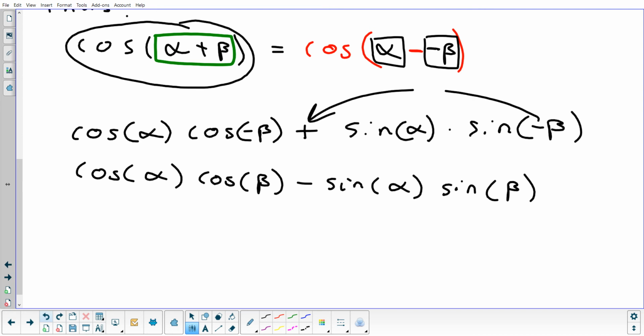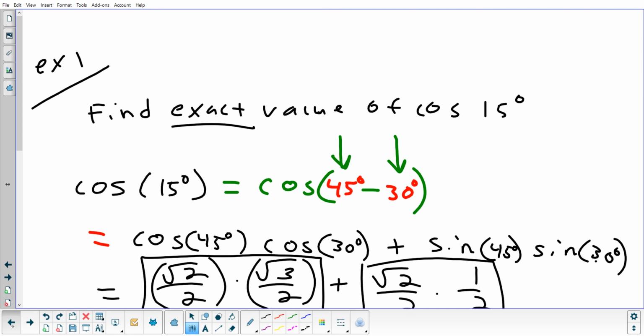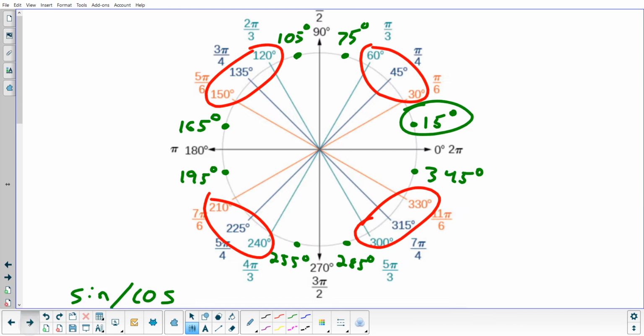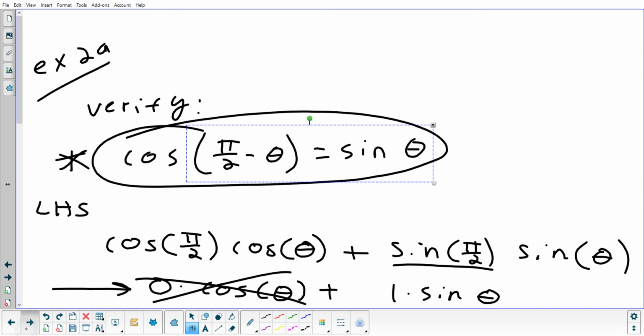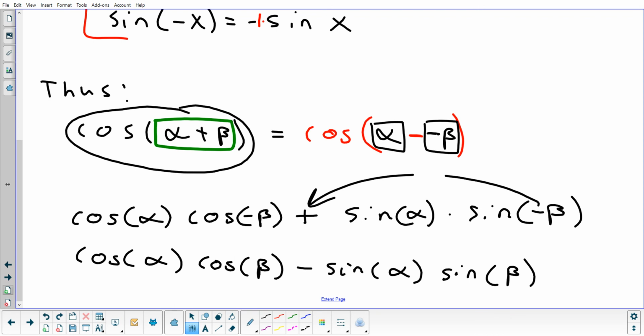Well, it's a negative now, right? Yeah. So this time it's a negative, and when we did it the first time, it was positive. That's the only thing that changed. So, pretty easy formula, because it's so similar to the last one. Okay, so again, cosine sum formula.